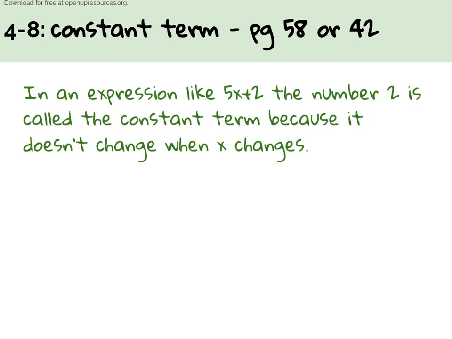So on page 58 or 42, there's an area for vocabulary. It says constant term. In an expression like 5x plus 2, the number 2 is called the constant term because it does not change when x changes. So it's always going to be the same. Go ahead and write down this definition on page 58 or 42 for the vocabulary glossary terms, because we're going to be using it a little bit later. So go ahead and pause, write it down, and then come back to me. Awesome, so you have it written down. Make sure you understand it.